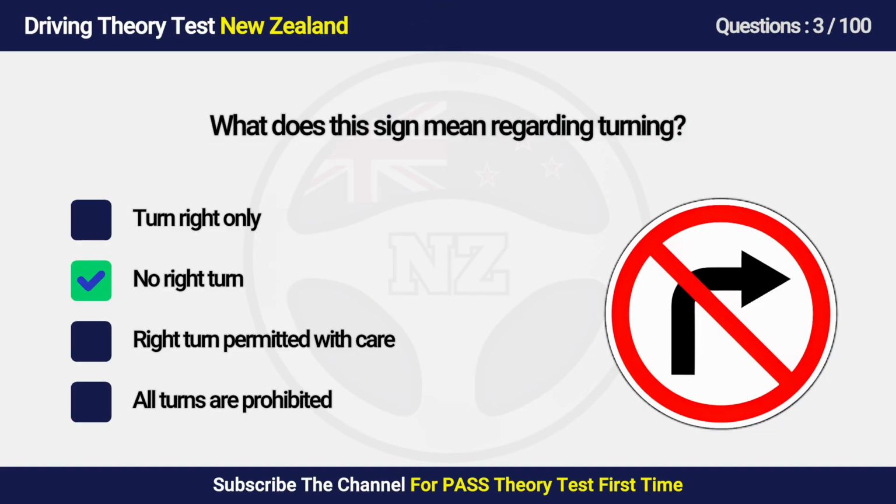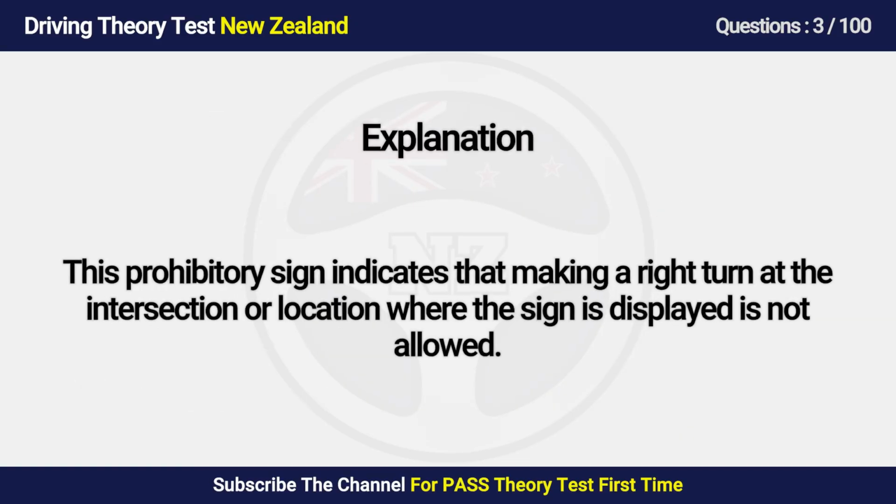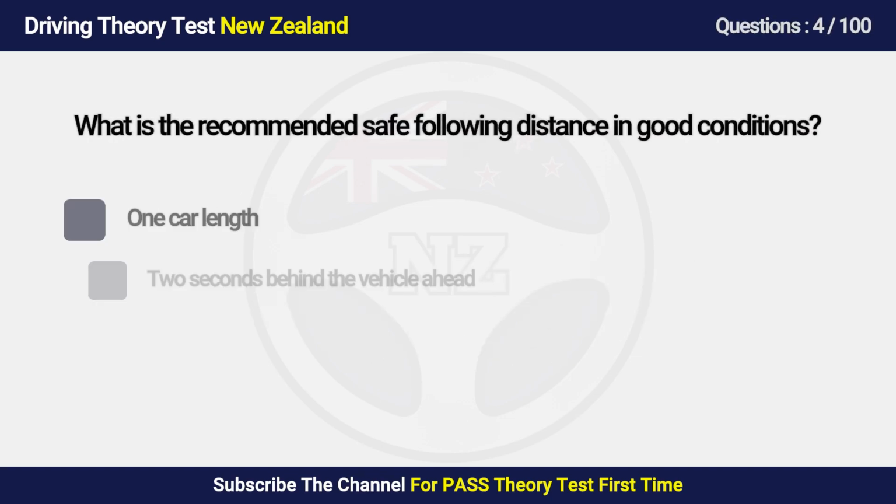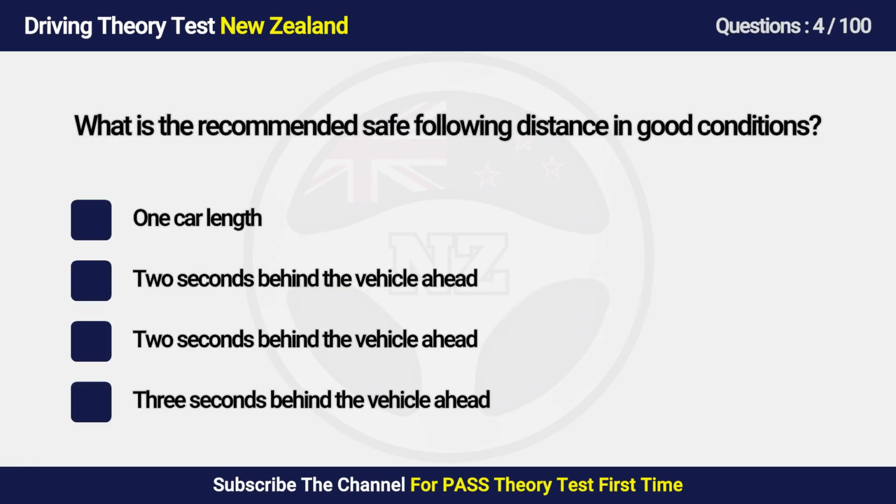Answer is B. No right turn. This prohibitory sign indicates that making a right turn at the intersection or location where the sign is displayed is not allowed.